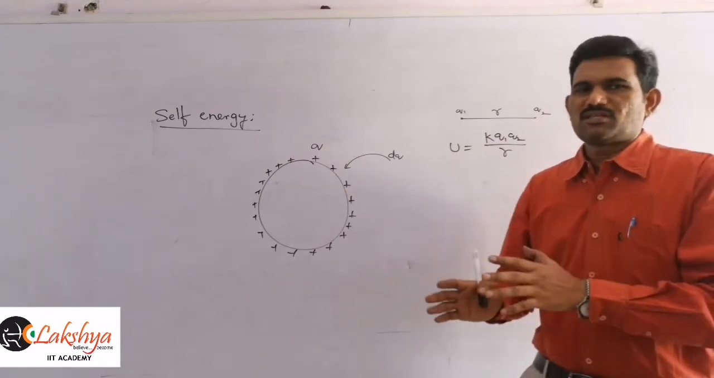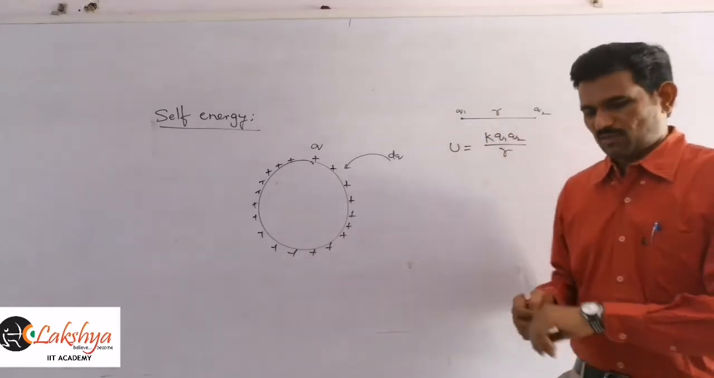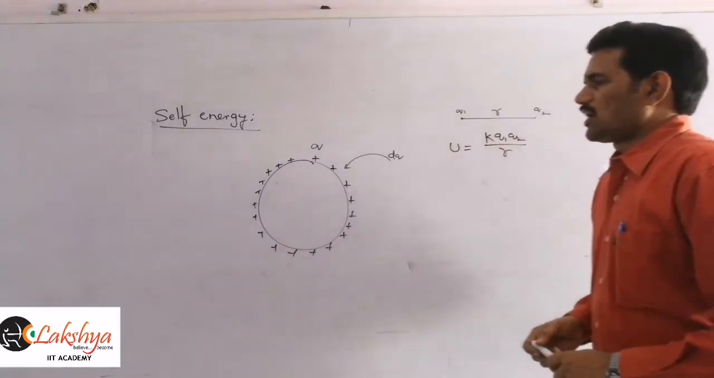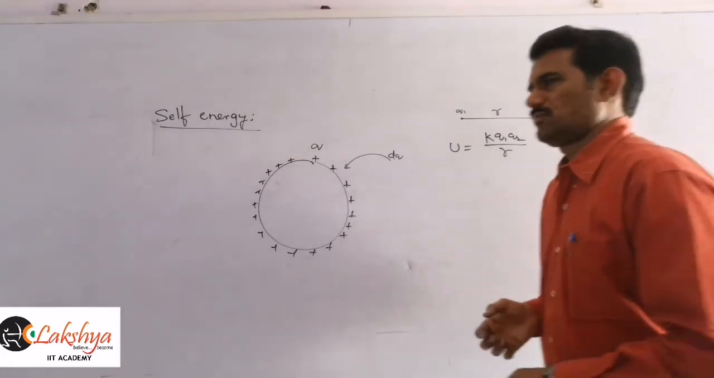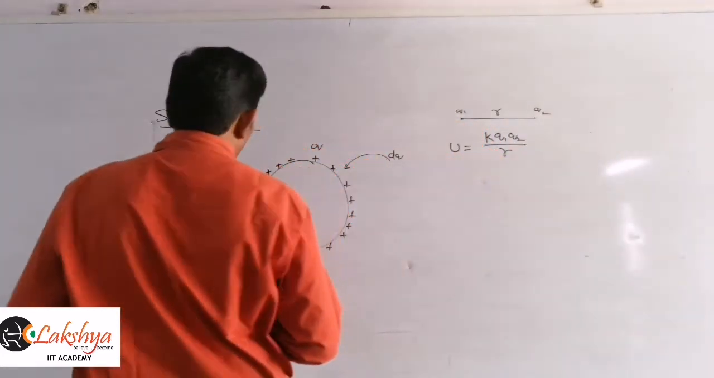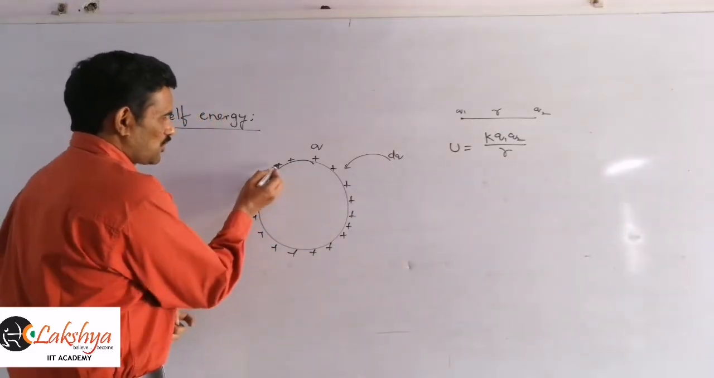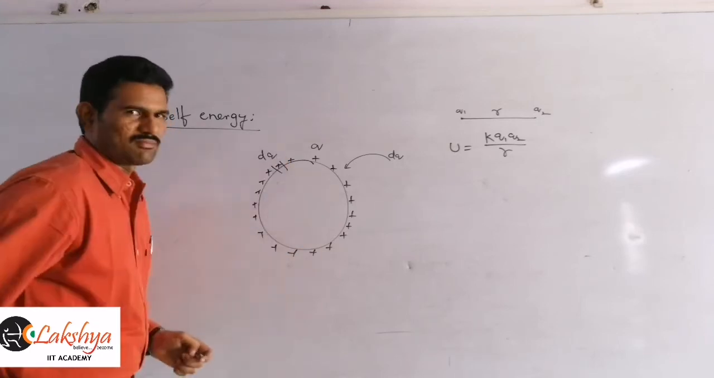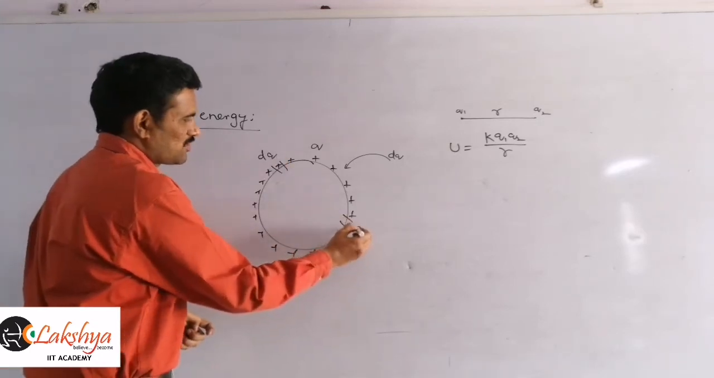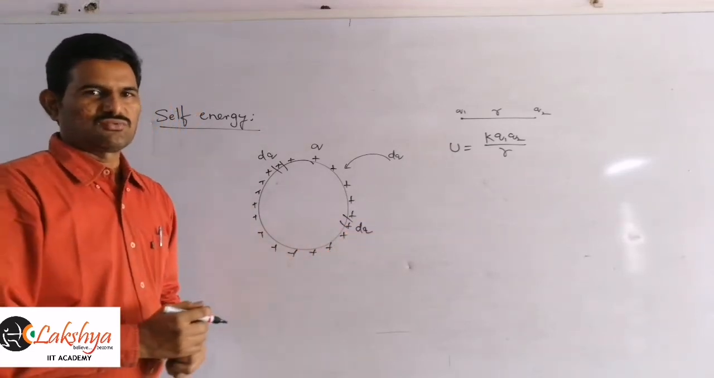So self energy means that even though no charge is present in the surroundings, the object possesses a certain amount of energy, right? Here we can also explain self energy in another way. Self energy is also one type of interaction energy. Suppose on this sphere I take one element of charge dq here, and then another element of charge, identical, so that dq charge is there.